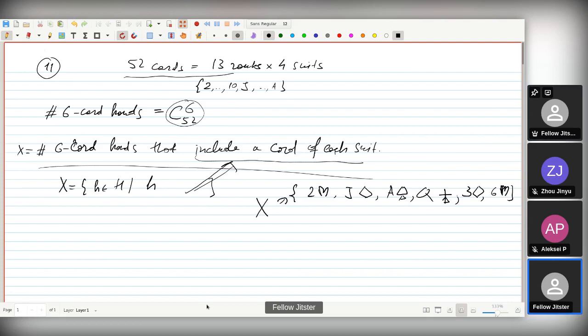Okay, but nevertheless, how many hands contain a card of each suit? So there must be a heart, a diamond, a spade, and a club there.